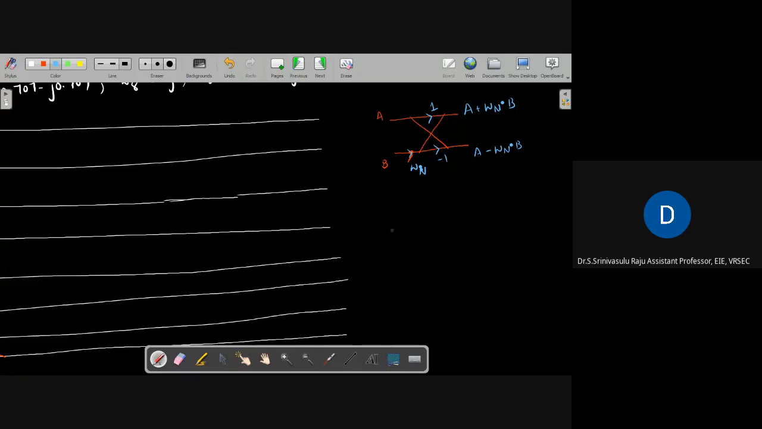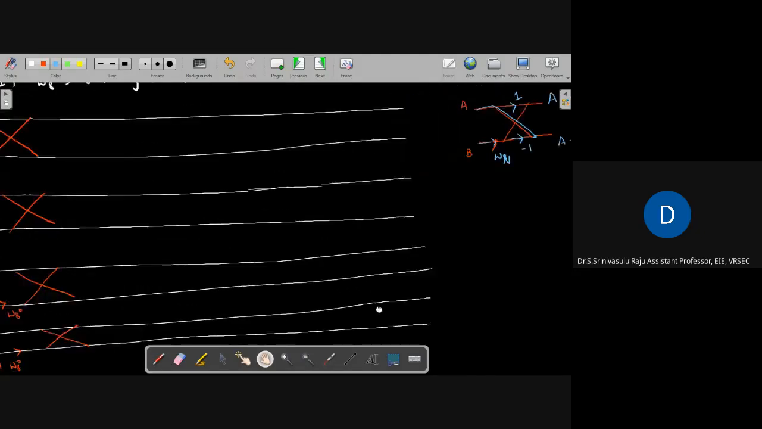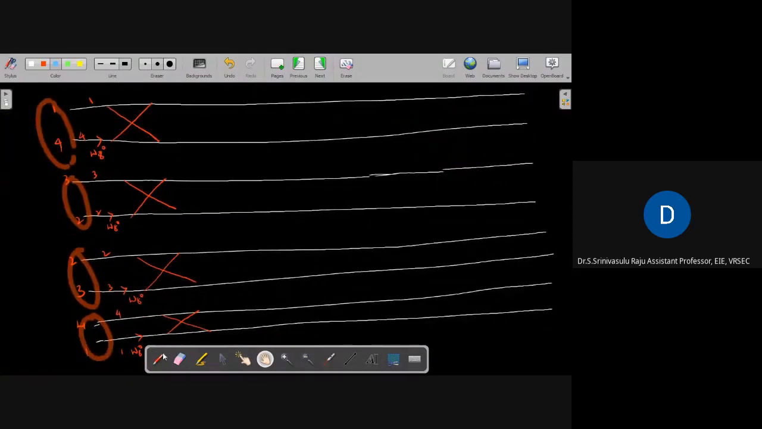Minus 1 acts as a weighting input. A will come here, and B is multiplied with Wn, the twiddle factor, along with the minus 1, and it will give the result. So we have to follow the same procedure here also. We are following the same procedure.